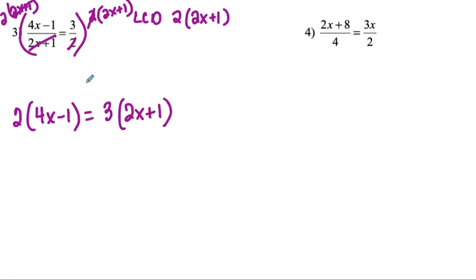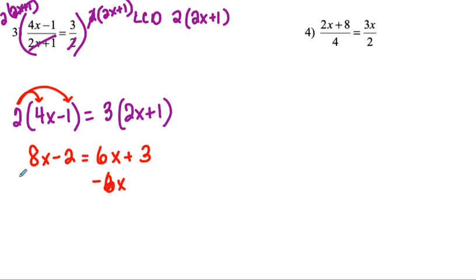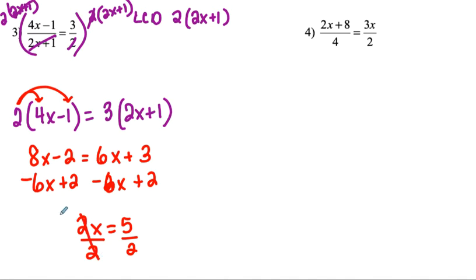Okay, and then I solve. So now I have to distribute, which gives me 8x minus 2 equals 6x plus 3. All right, if you go on and solve that, minus 6x. I'm going to add 2 to both sides using the addition property. So 2x equals 5 and x equals 5 over 2. Now remember, we're going to always leave our answers as fractions because decimals don't exist in algebra.